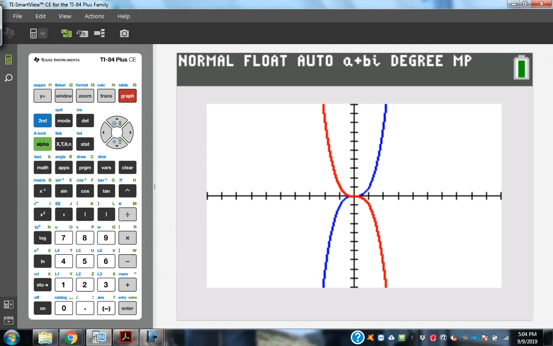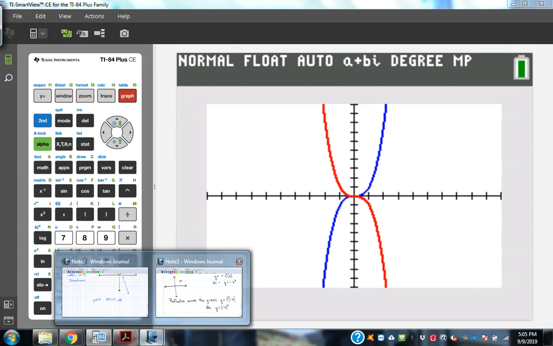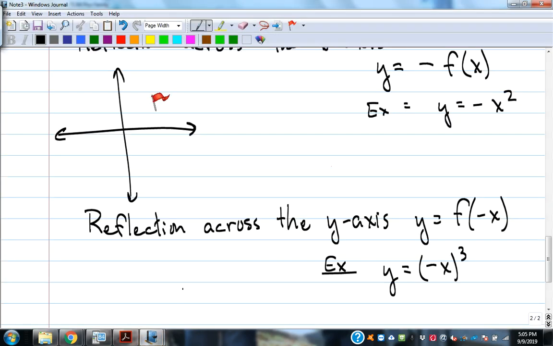Notice how it flipped it across there. With the x squared one, you wouldn't even be able to tell because it looks the same both ways. So the negative on the inside flips it across the y-axis. Outside, it flips across the x-axis, because that's a vertical movement. Inside is a horizontal movement, so that's left to right flipping. All right, so that's all of the different translations or transformations that we're going to talk about in college algebra anyway.